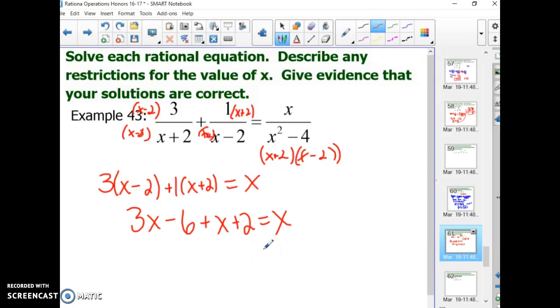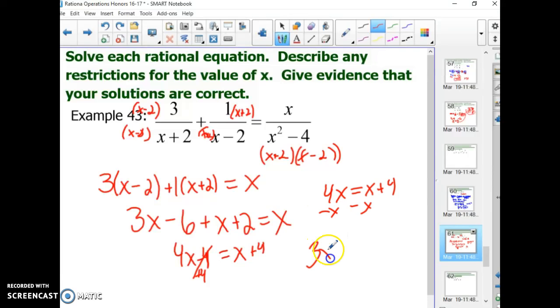So here we go. 3X plus X is a 4X. Negative 6 plus 2 is a negative 4, is equal to an X. So, don't care what you do. I'm going to do some magic stuff. I'm going to add 4, add 4. Those go away. So I get 4X is equal to X plus 4. I'm going to minus an X. So I get 3X is equal to a 4. And then divide by 3, shown way too many steps. X is equal to a 4 thirds.